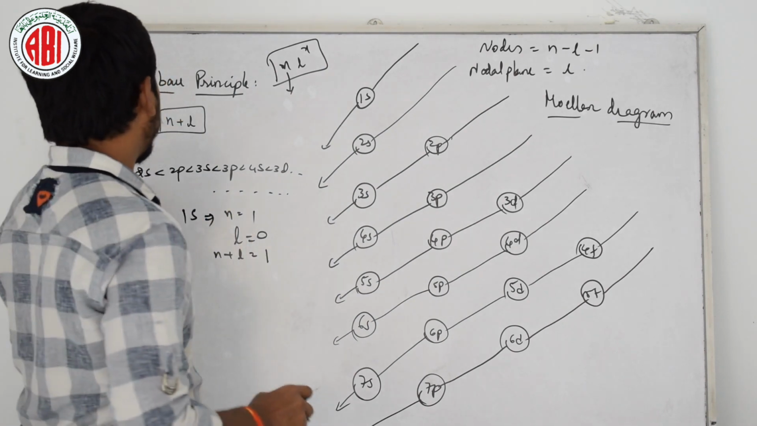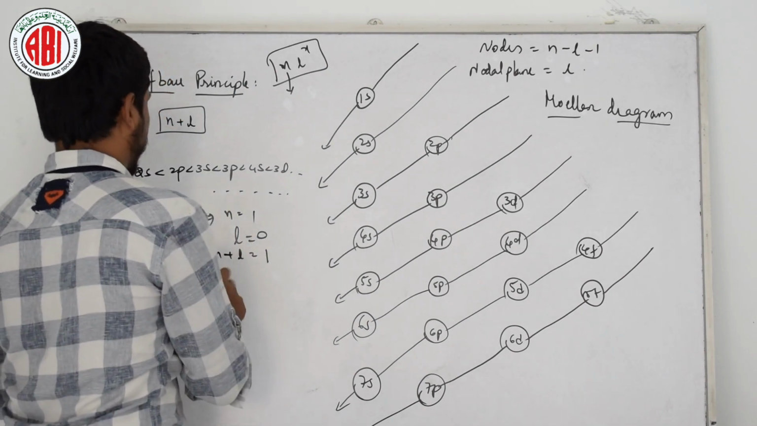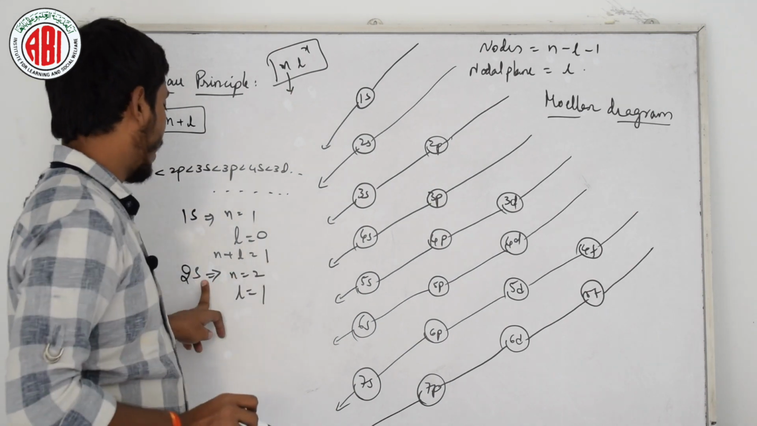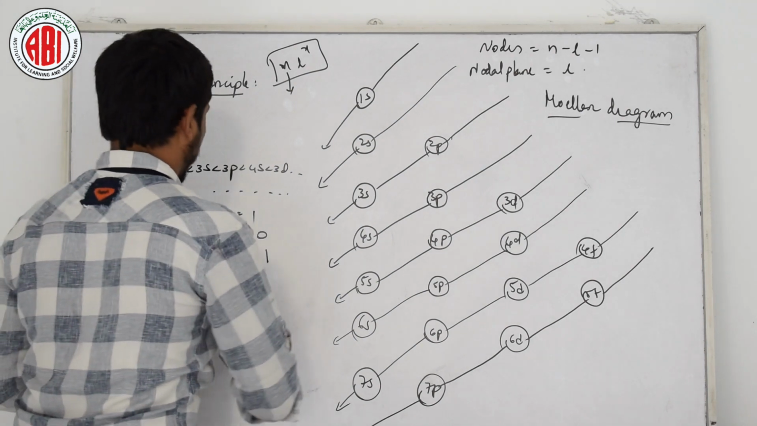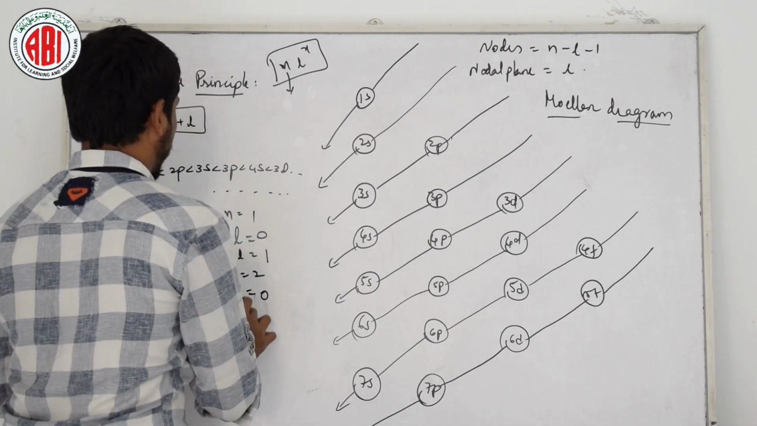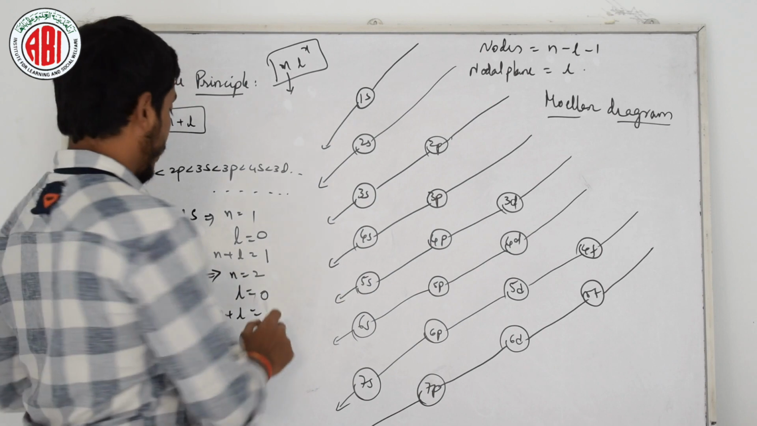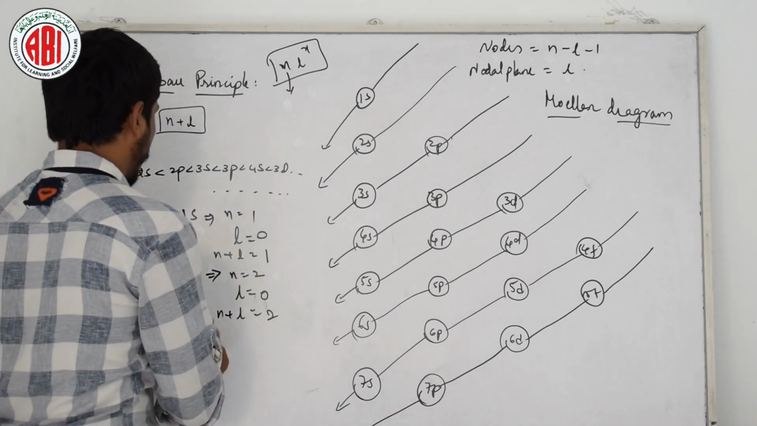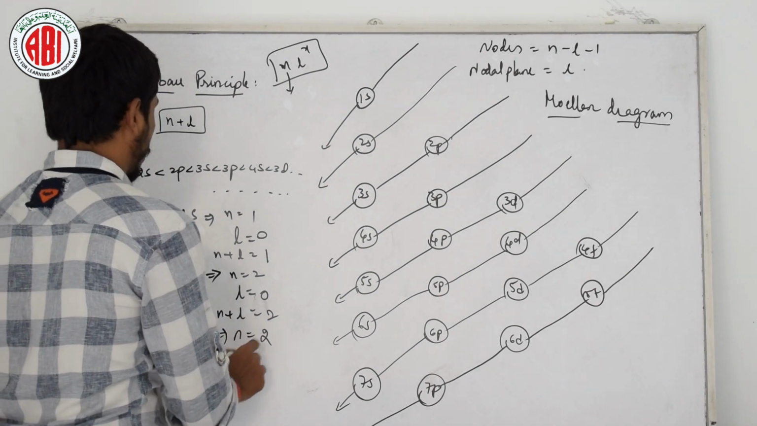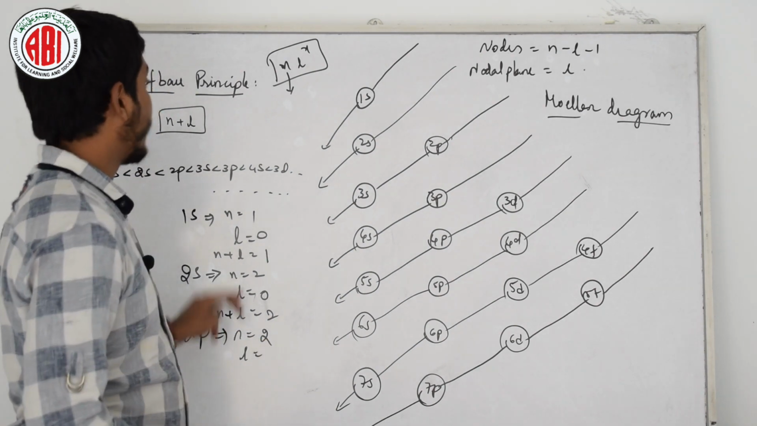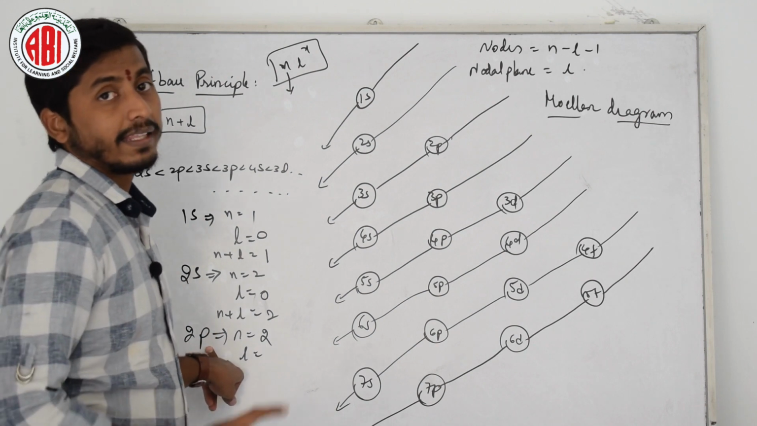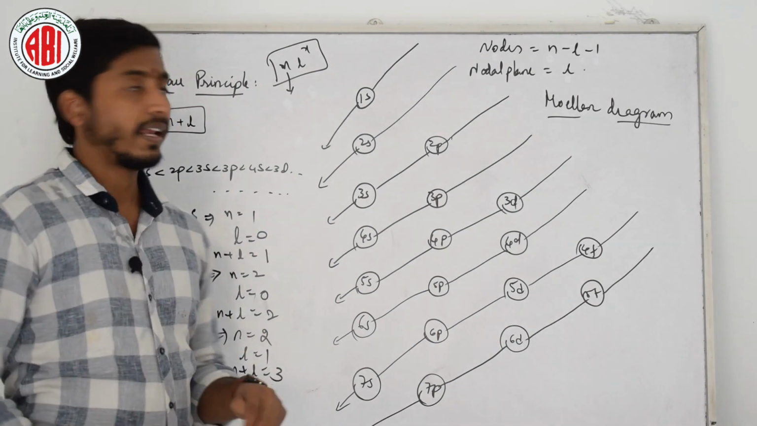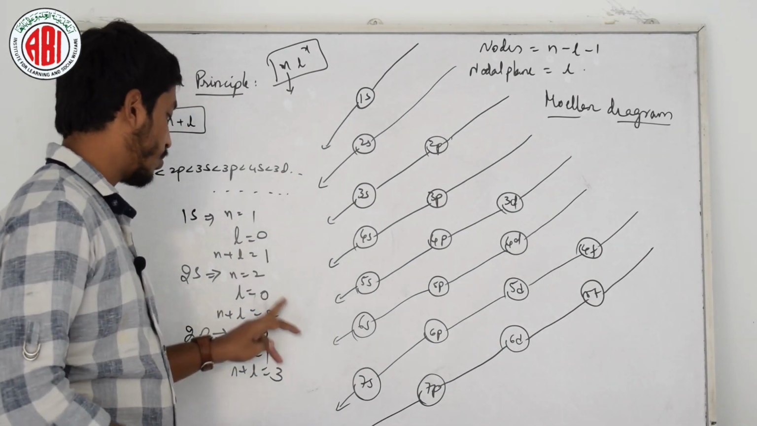Now let us check for 2s. Then n is 2, L is 0. Then what is the value of n plus L? 2 plus 0 is 2. Right? Let us check for 2p. What is n? 2. What is the value of L for p? That is 1. What is n plus L now? 3. Right? Is it increasing? 1, 2, 3.